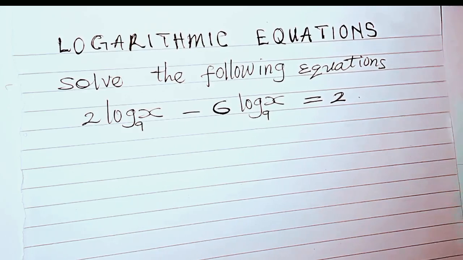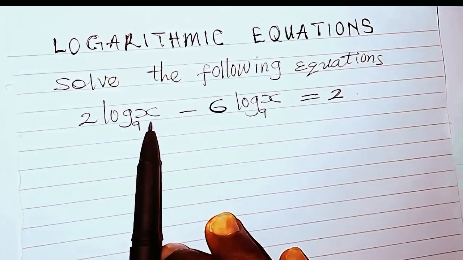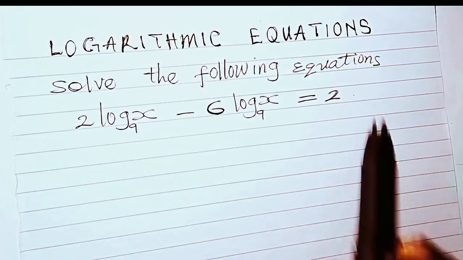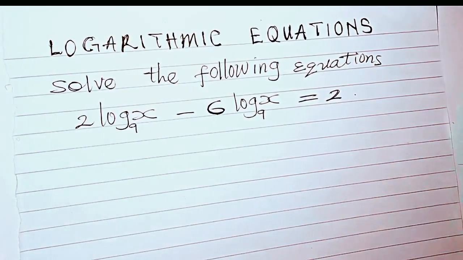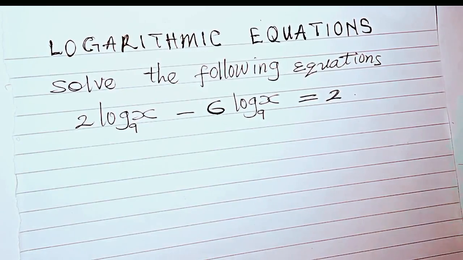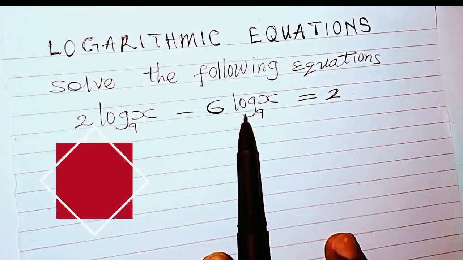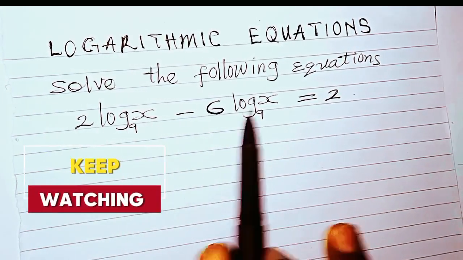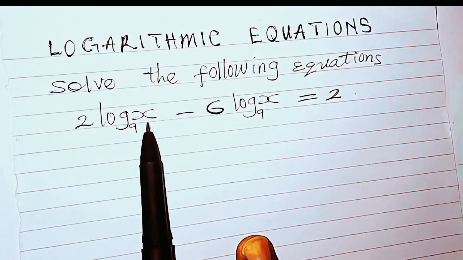Let's take a look at the first question we have to solve. Here is 2 log x base 9 minus 6 log x base 9 equal to 2. How do we get this kind of question solved? Remember, when you're solving any equations, be it linear equations, quadratic equations, or logarithmic equations, the purpose is to get a value for the unknown. And the unknown we have here is x. So how do we get the value for x here?